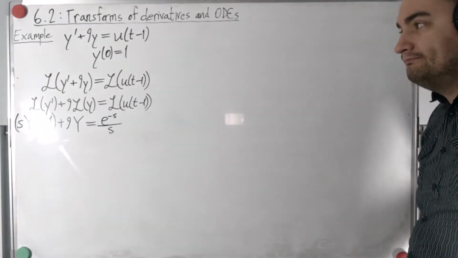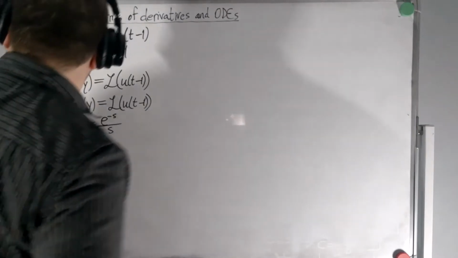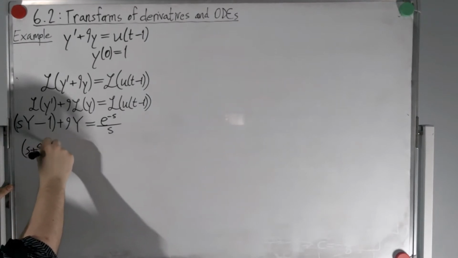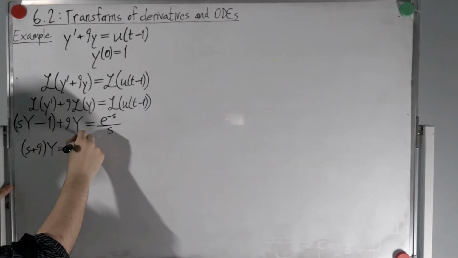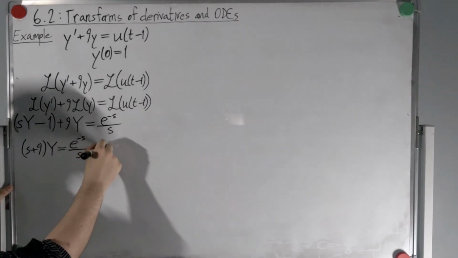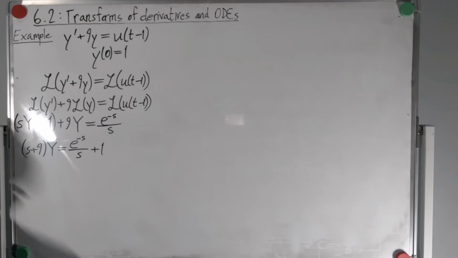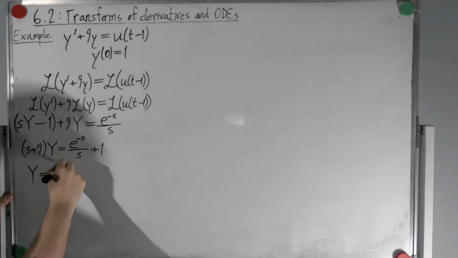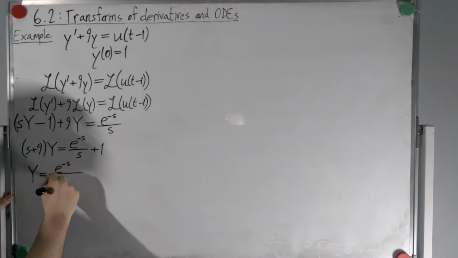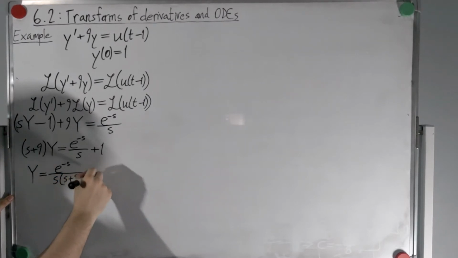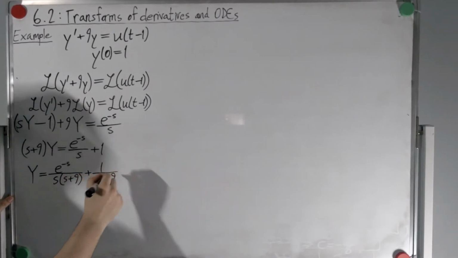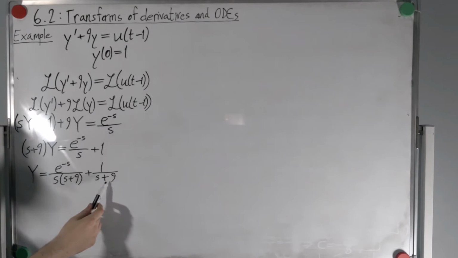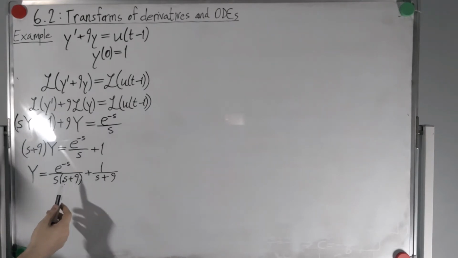Okay. So now, what we have here is (s + 9) times Y equals e^(−s)/s plus 1. Therefore Y, the Laplace transform of our solution, is e^(−s)/(s(s + 9)) + 1/(s + 9). So now this one can be easily handled. This one, on the other hand, is a bit harder.